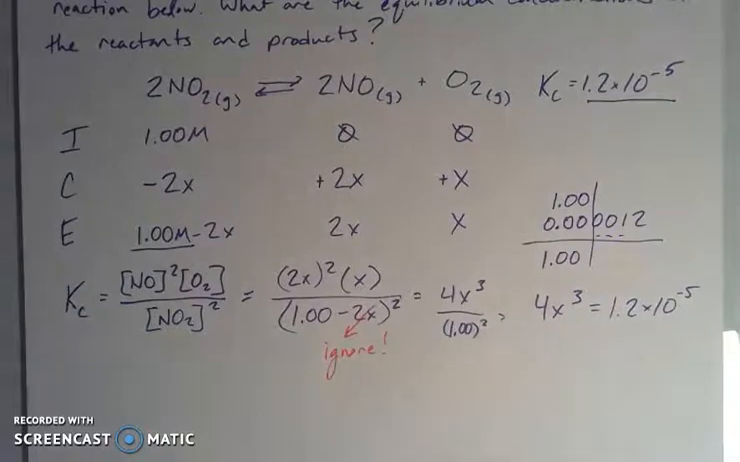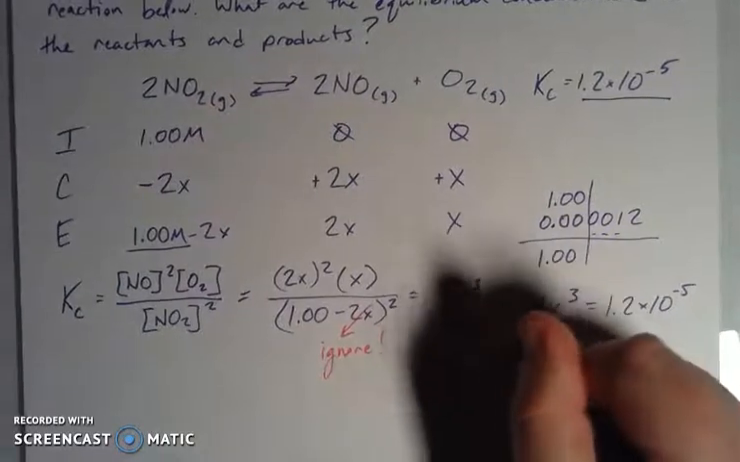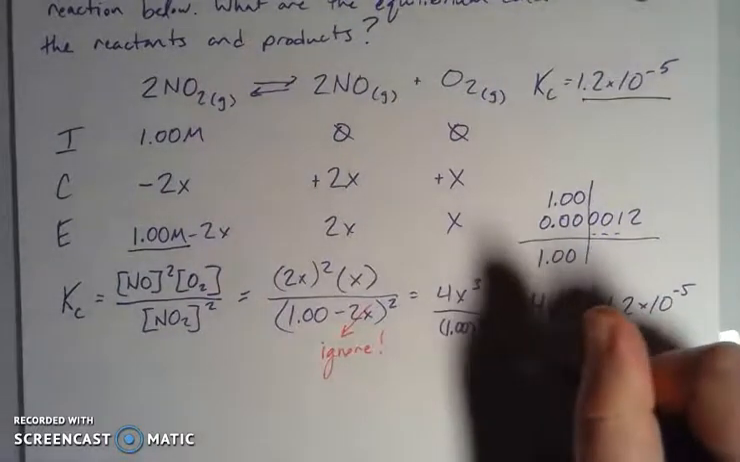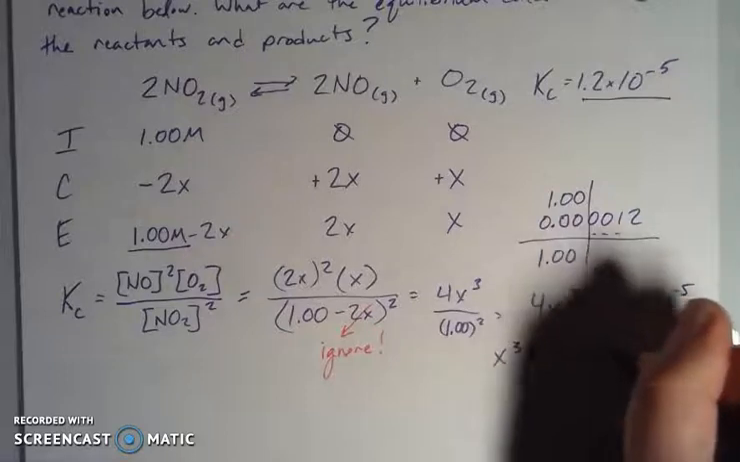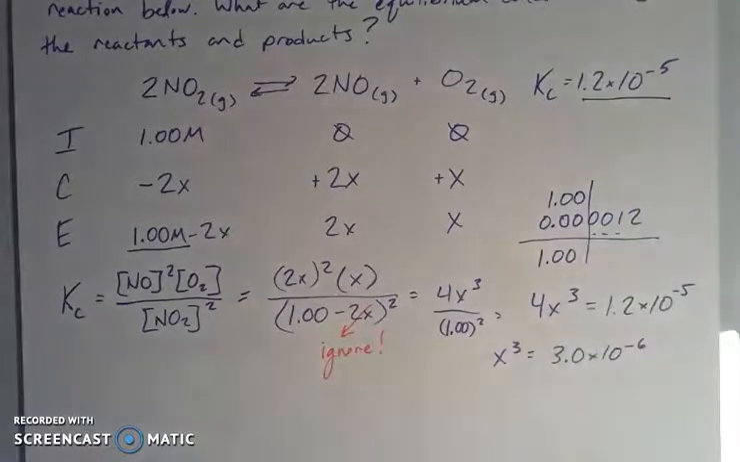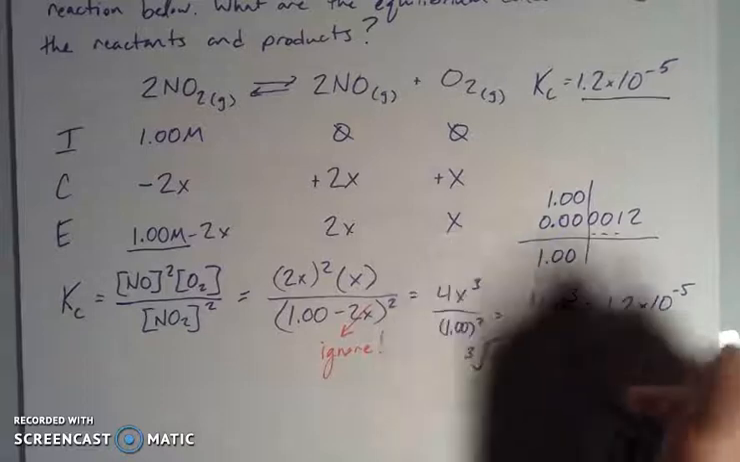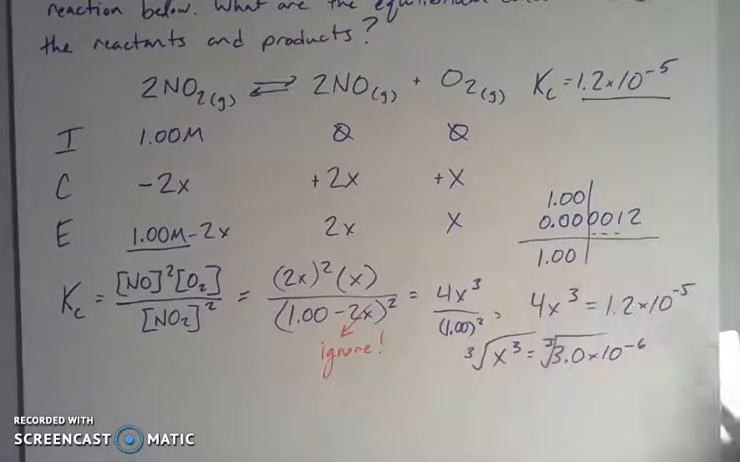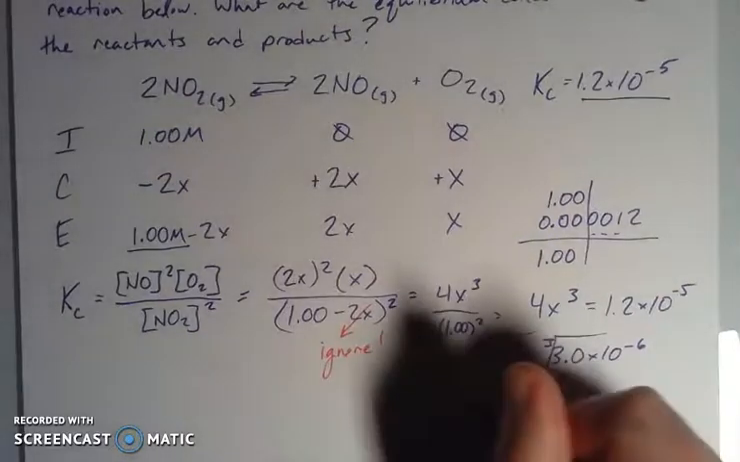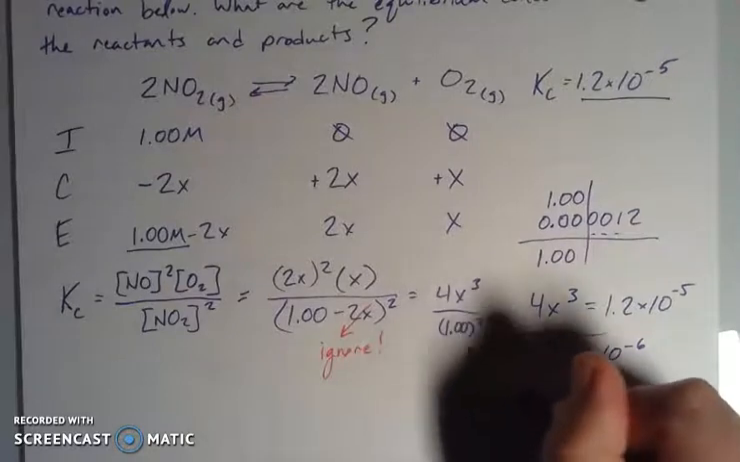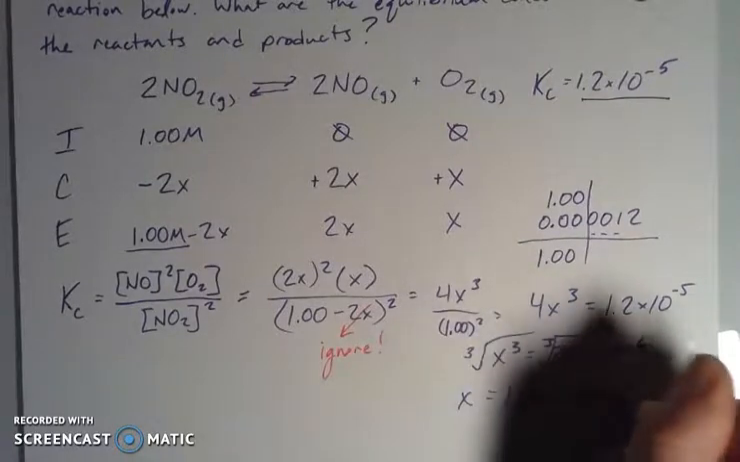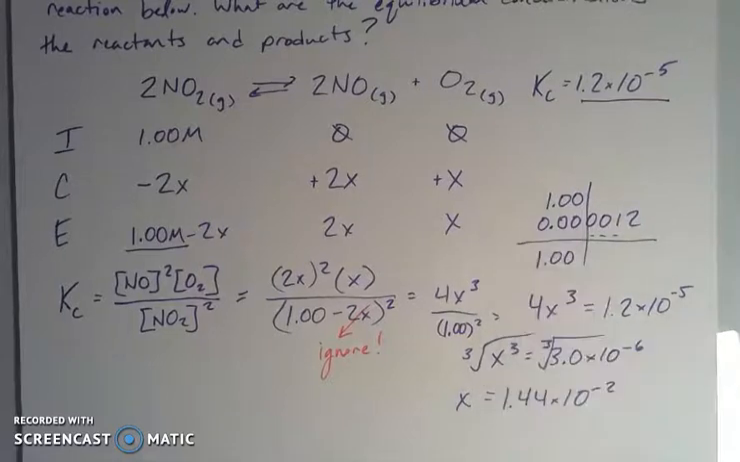So now I divide both sides by 4, then I end up with x cubed is equal to 3.0 times 10 to the negative 6. And now I can take the cube root of each side. And when I take the cube root, then I end up with an x that is equal to 1.44 times 10 to the negative 2.